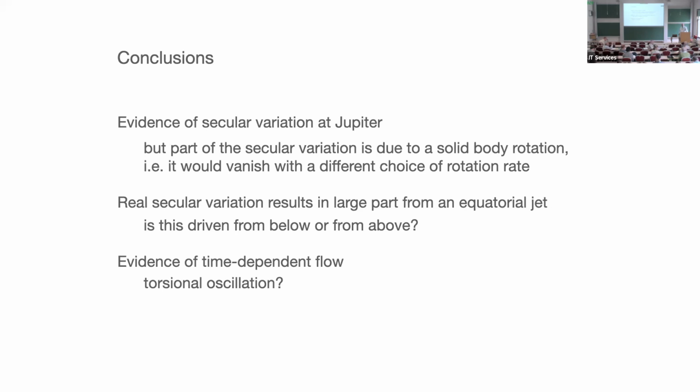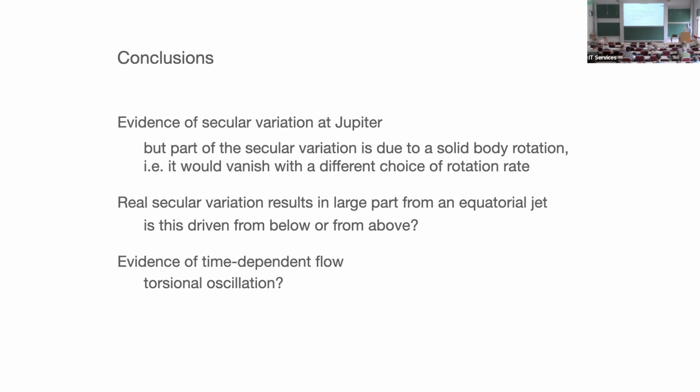I just want to compare what you were telling us about the secular variation over a few years, if I understood correctly. This is just over the Juno mission that you were measuring this. And I'm wondering how the pattern and velocity compares to what Kimmy was inferring over 4.5 decades.